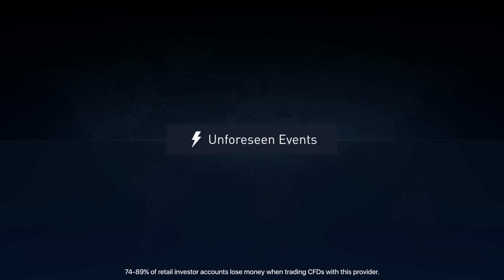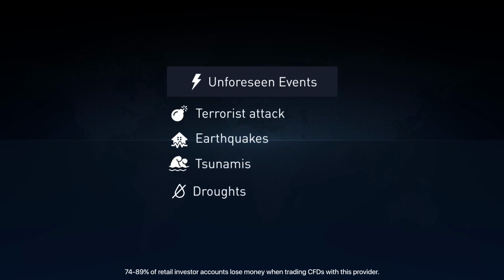Some unexpected events, not necessarily political ones, may influence markets too. These may include terrorist attacks or natural disasters like earthquakes, tsunamis, or droughts. Remember that a market reaction to unexpected, breaking news is usually stronger than to scheduled data releases.